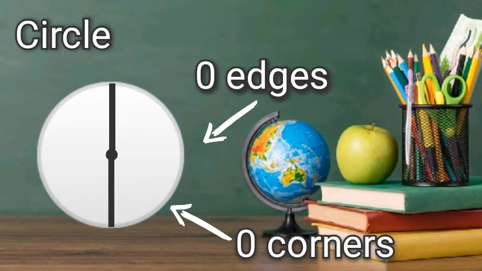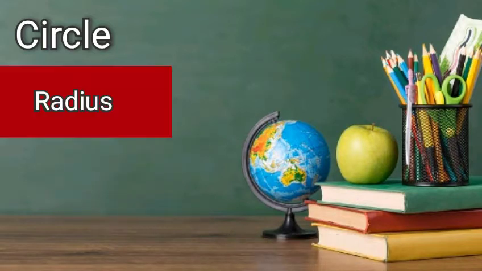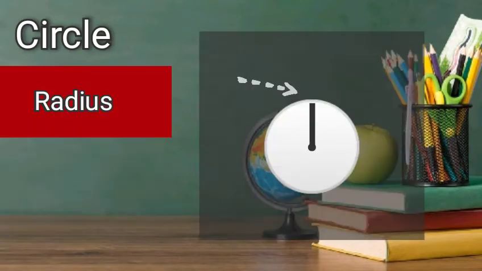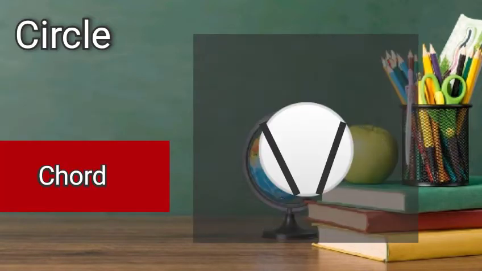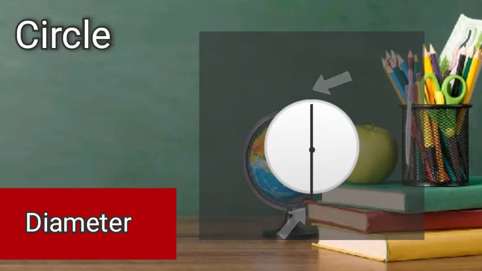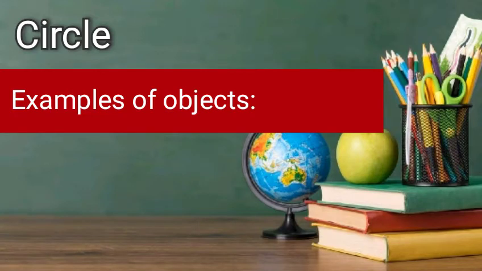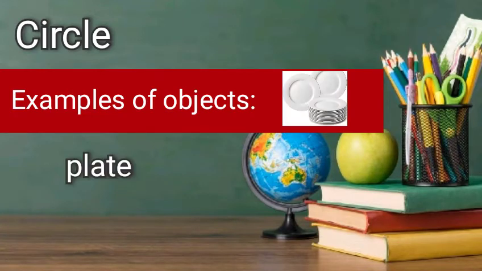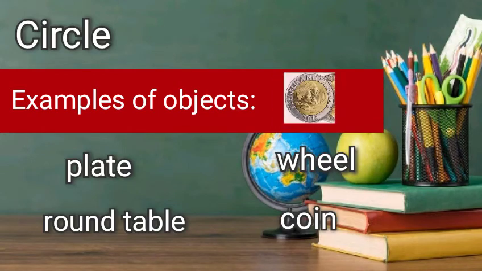A circle is a round-shaped figure that has no corners or edges. In geometry, it is a closed two-dimensional curved shape. Each part contains radius, chord, and diameter. Radius is the distance from the center of the circle to its outer rim. Chord is a line segment whose endpoints are on a circle. And diameter is a chord that passes through the center of the circle. Examples of objects: plate, round table, wheel, and coin.